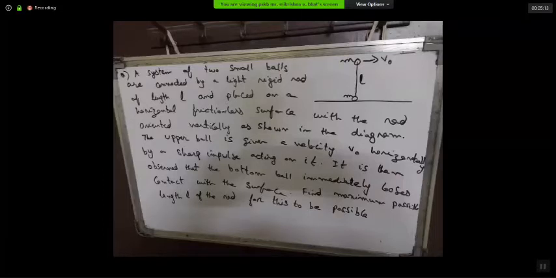What's the answer, sir? You solved it. I'm getting the answer, V naught square by 2g, sir. Yes. No. V naught square by 2g. Yes, sir. What was your method?